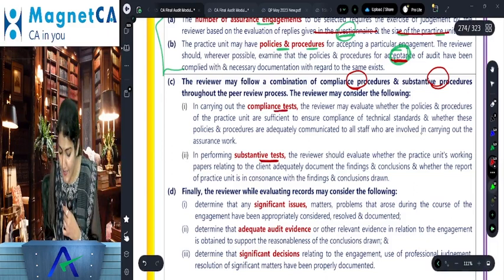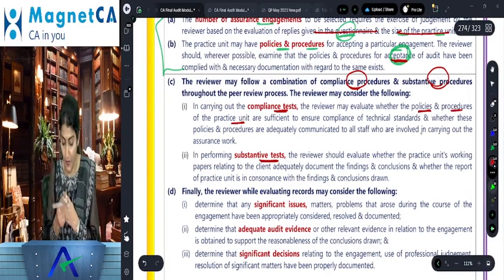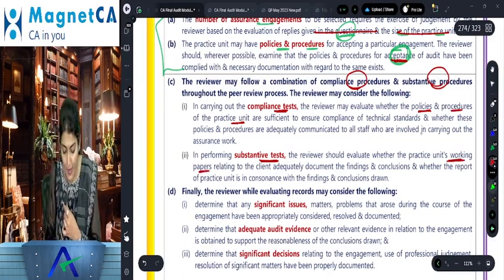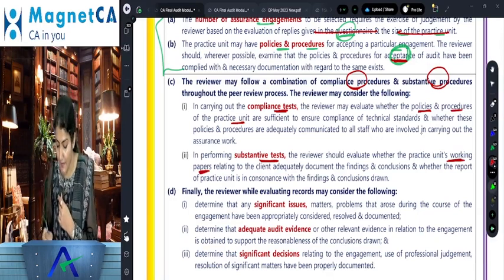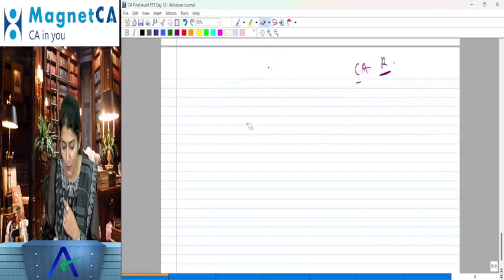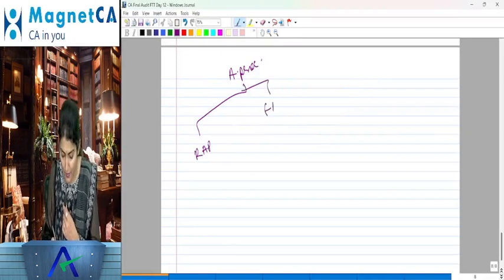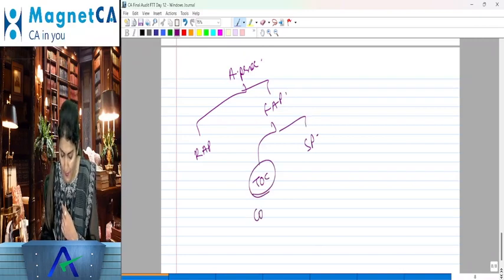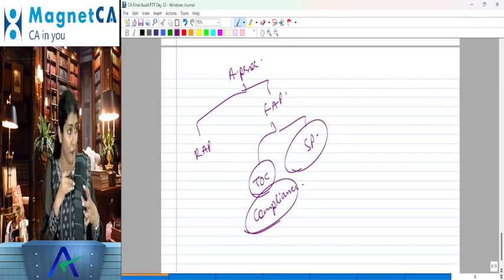For the compliance test, they are going to review the system, the policies and procedures at the practice unit, and for the substantive test, they are going to review the practice unit's working papers. Do you understand? Are you able to correlate, everyone? Okay, audit procedures. What are those? Risk assessment procedures and further audit procedures. Further audit procedures are TOC and substantive. TOC can also be called the compliance procedures. This you go and do at the client place. Who does it? The CA firm, the practice unit.